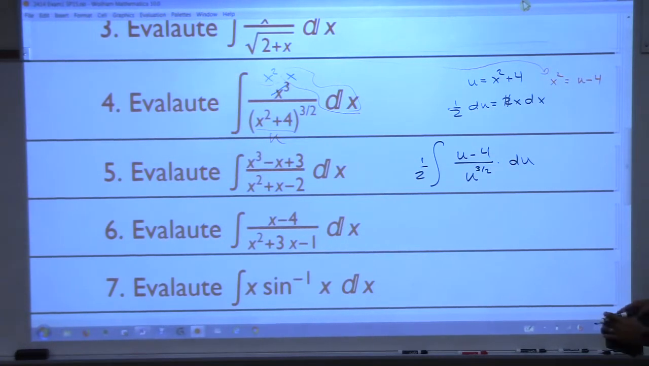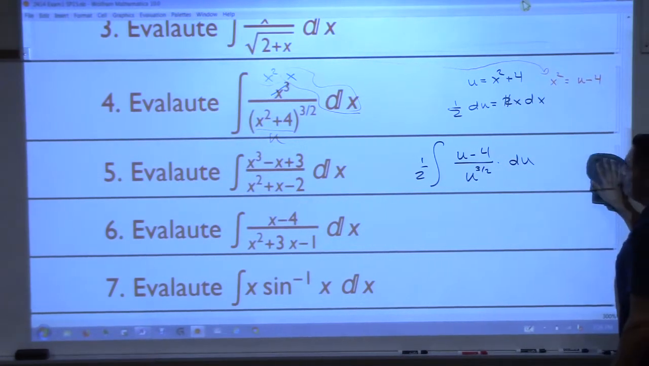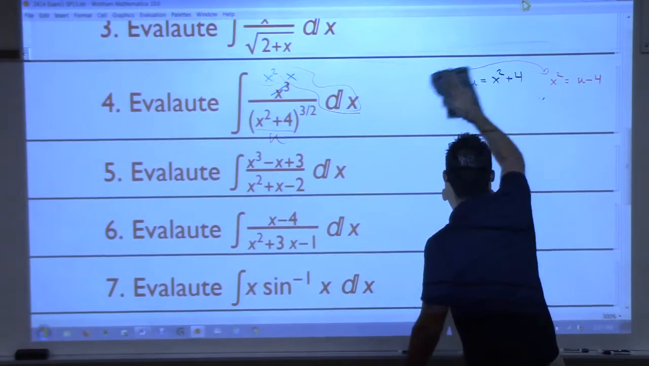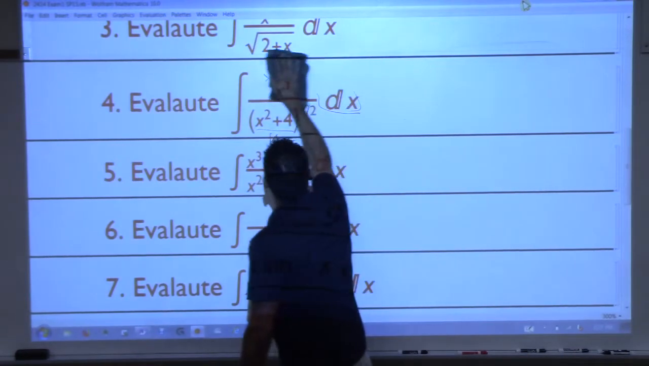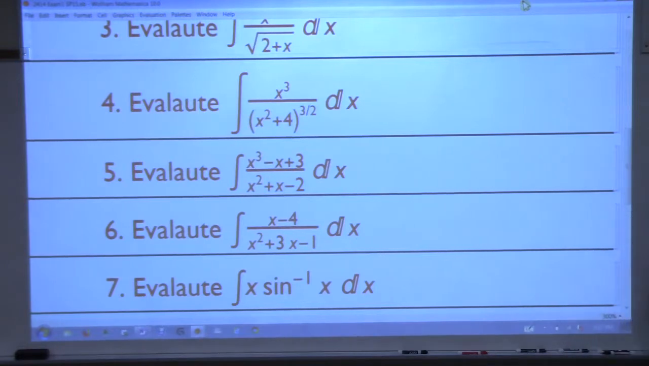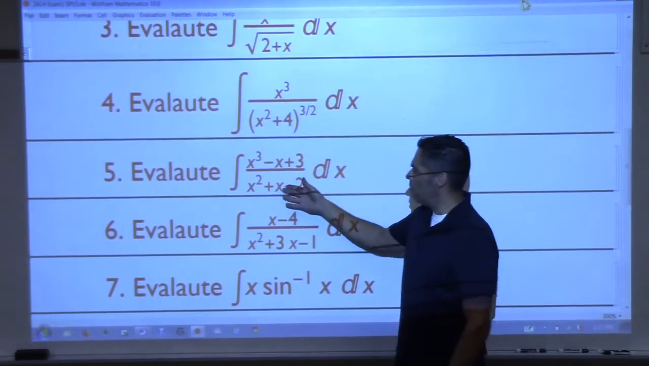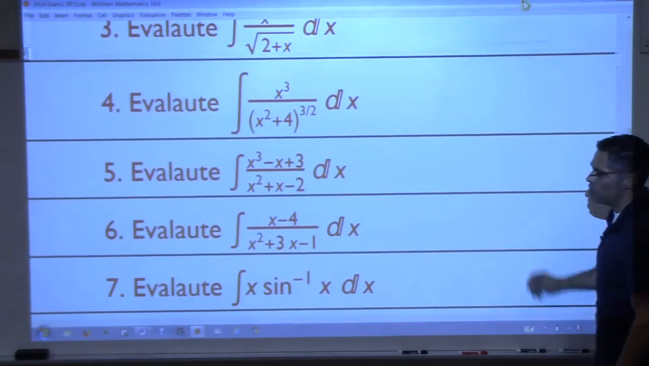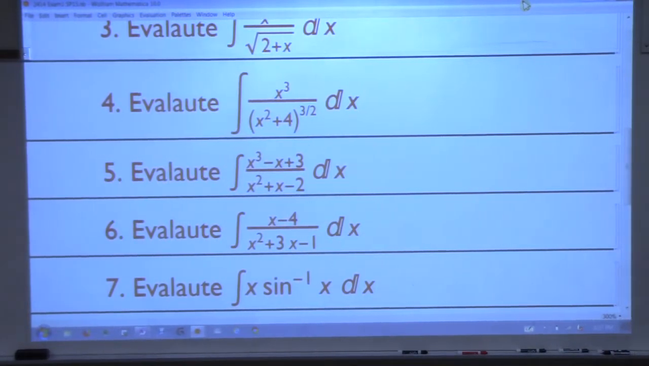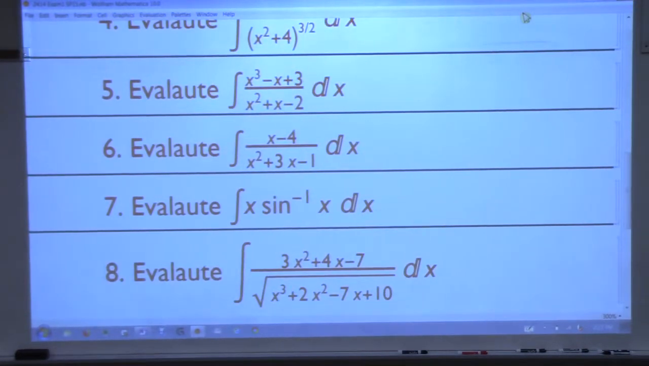This next one, I would not give you one like this, because I haven't shown you one like this. But the way we do that is you do long division first. You have to do long division on this polynomial over polynomial, and then once you do that long division, you can do more to it. But we're not going to mess with that. How about the next one?